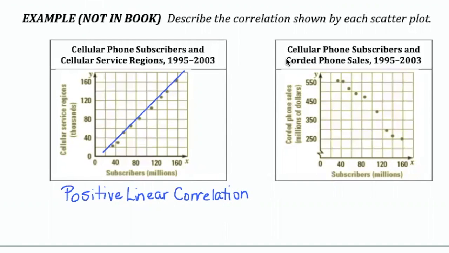The next one is cell phone subscribers and corded phone sales. I don't know if you're aware, but telephones used to have cords to them. So in this graph, we can see a general downward trend. And so we would refer to this as a negative, because it's decreasing, going down, linear correlation.